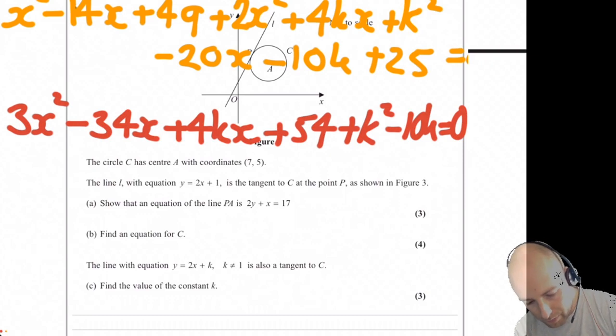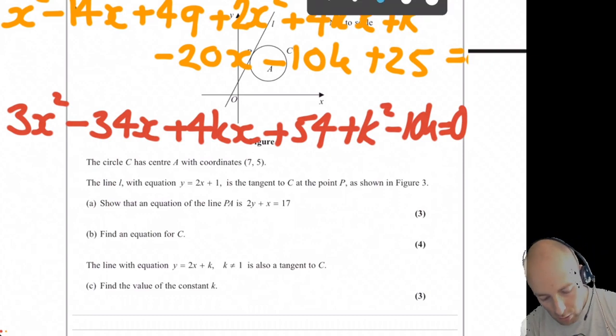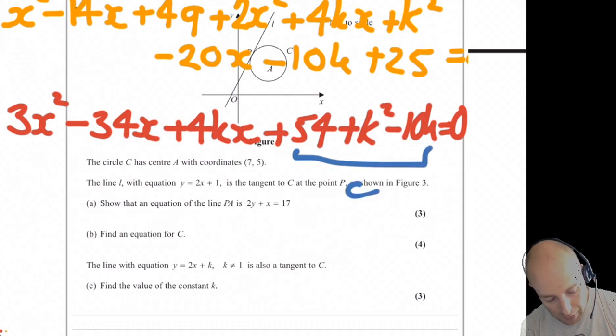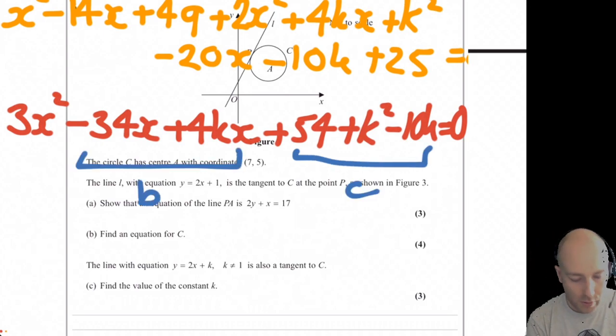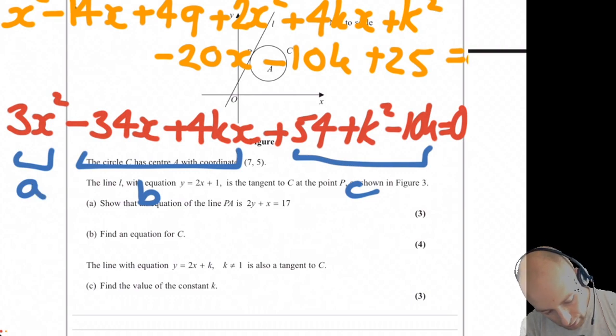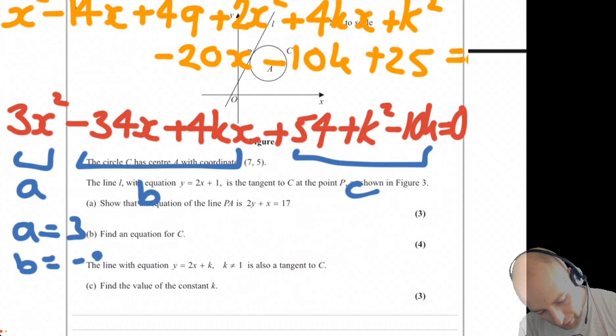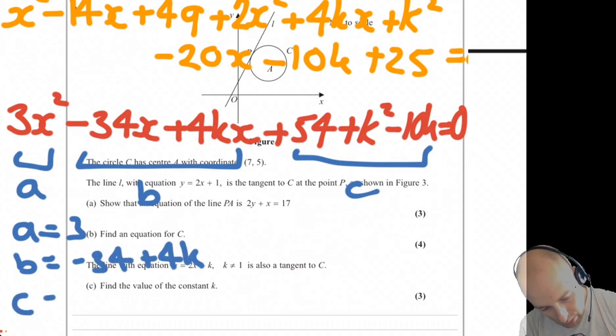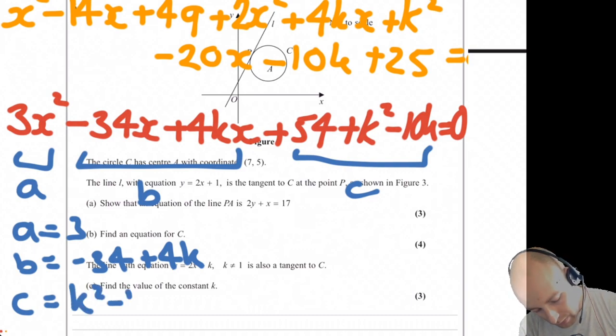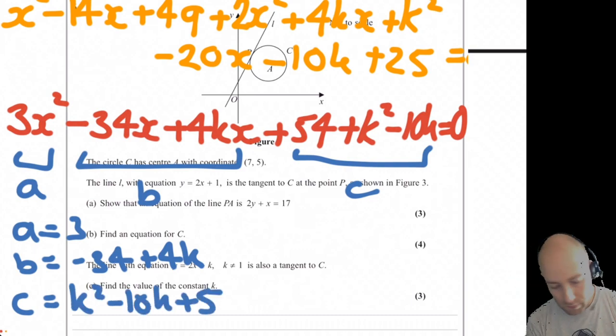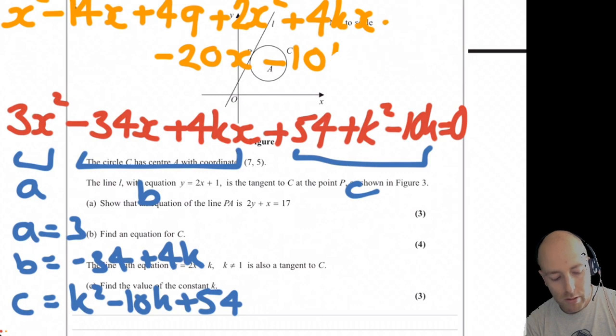So we've got a quadratic basically. All of this bit at the end is going to be c, all of this bit is going to be b, and this bit's going to be a, obviously the coefficients. So a is 3, b is minus 34 plus 4k, and c is k² minus 10k plus 54. Okay, so time to do the discriminant and set it equal to 0.